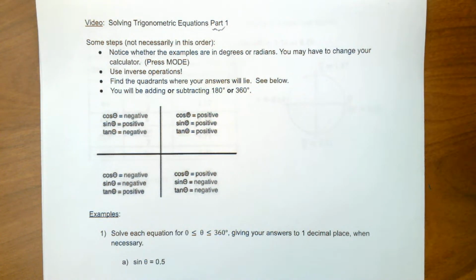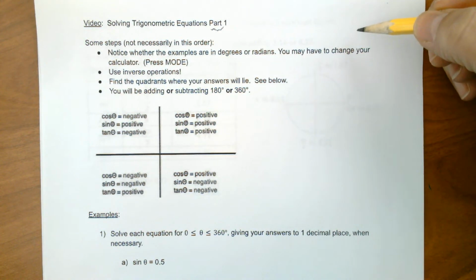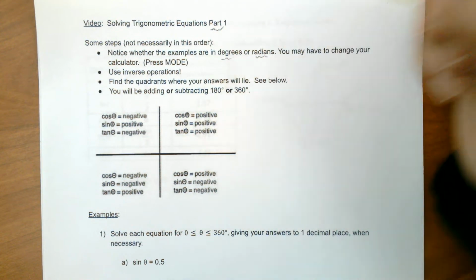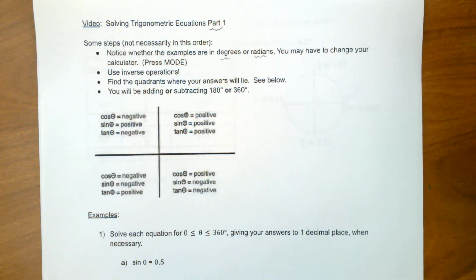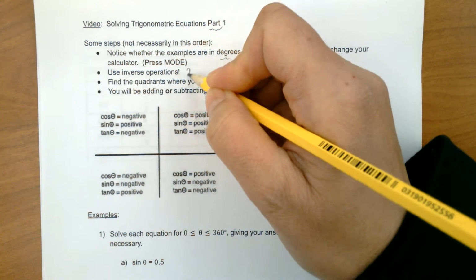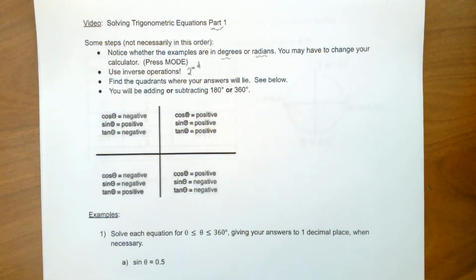Here are some steps. We don't really need to use these necessarily in this order, but just some things to remember. So first, we're going to notice whether the examples are in degrees or in radians. You may have to press mode to change it. I'm going to be doing that today. Use inverse operations. Don't forget, you're going to have to hit your second key on your calculator.